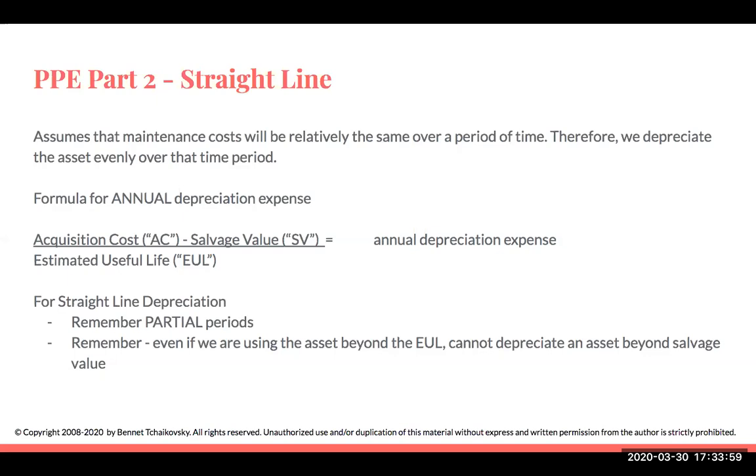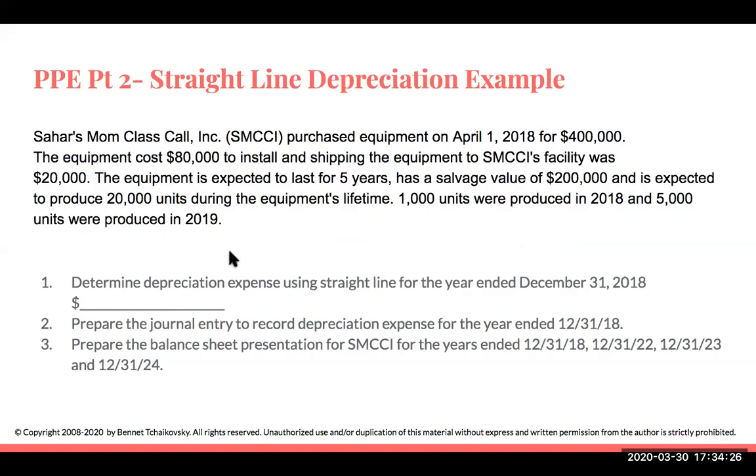What's also very important for straight line is that even if we're using the asset beyond the estimated useful life, we cannot depreciate the asset beyond the salvage value. Very, very important. If you look at this formula right here, acquisition cost minus the salvage value, we're really subtracting this out so we don't depreciate it. So let's take a look at our example.